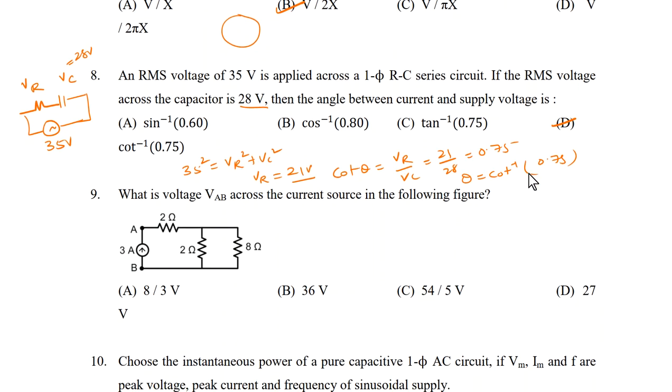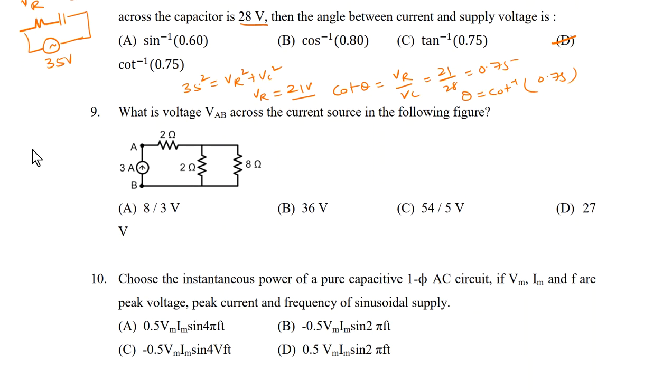Okay. Next one. What is the voltage VAB across the current source in the following circuit figure here? So to find this out, first check the current here. The total current is 3 amperes and here it is going to divide into two parallel branches. Apply the current division rule here and find the values of current. Let me take this one as I2, and this as I1. So first I will find I2 by using the current division rule.